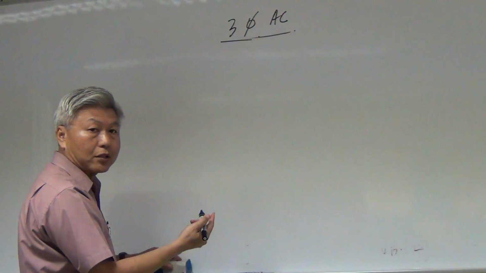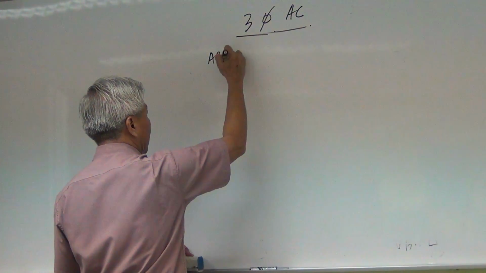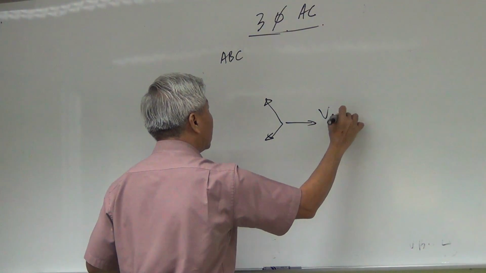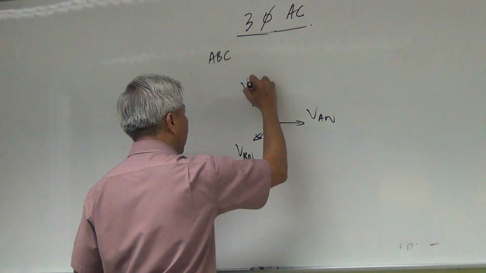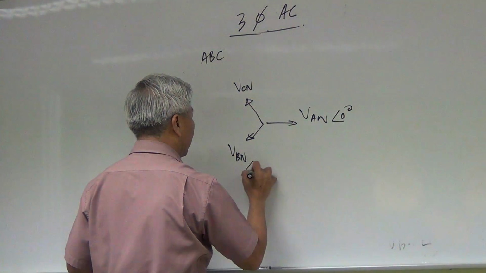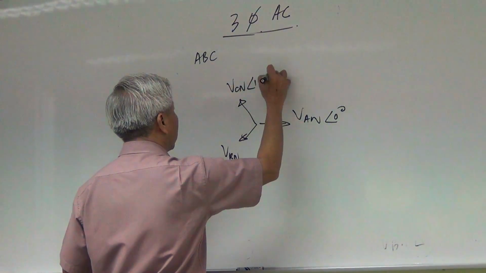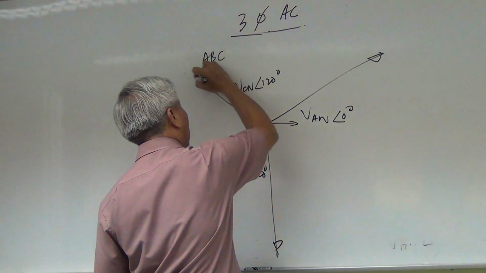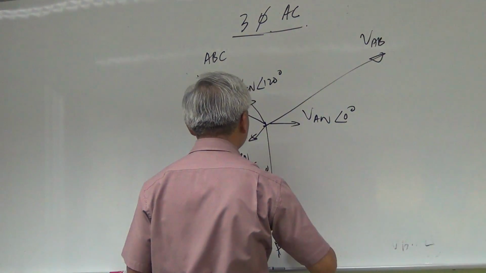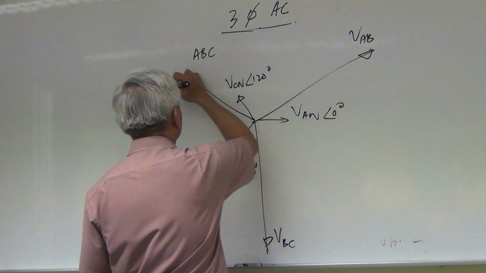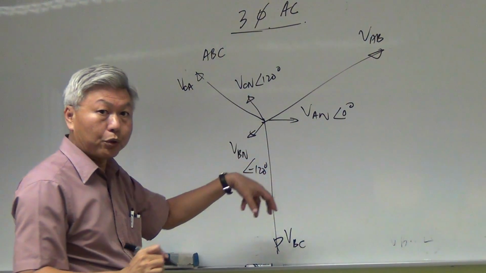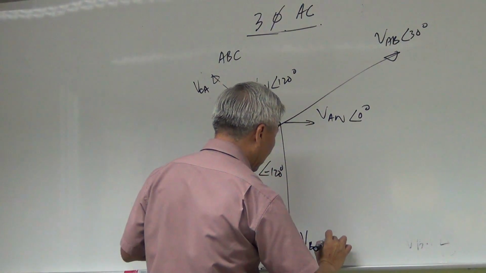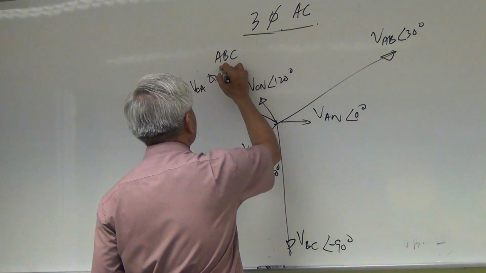An exercise on ABC sequence. Okay, ABC sequence. If it's ABC sequence, that's our phasor diagram. VAN, VBN, VCN. And here's 0 degree, here's minus 120 degree, here's 120 degree. Alright? Then the long faces. Alright, so this is VAB, here's VBC, here's VCA. Okay, you should be able to produce it very easily on your own now. And here's 30 degree, here's minus 90 degree, here's 150 degree.